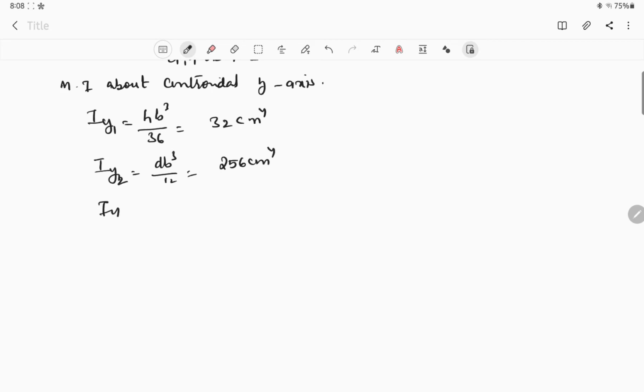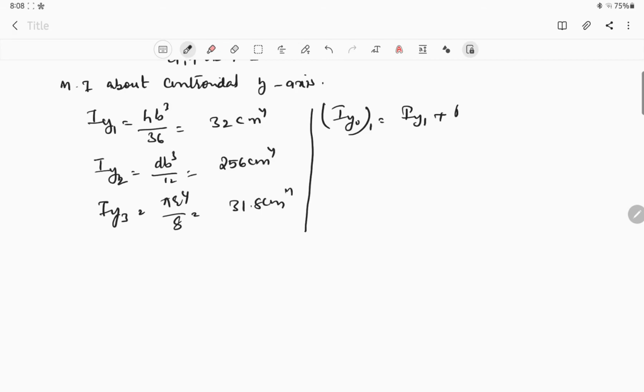Then Iy3 is equal to pi r power 4 by 8, same. So this will be 31.8 centimeter power 4. We got Iy1, Iy2 and Iy3. Now next is Iy0 of first element is equal to Iy1 plus A1 D1 square, where D1 is equal to x bar minus x1. Okay, if it is square, then this will be also square.